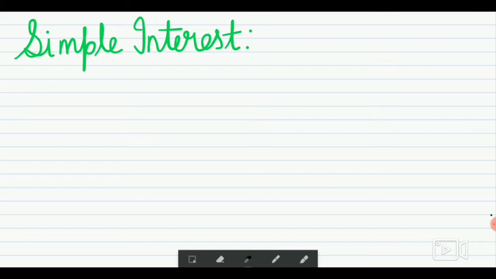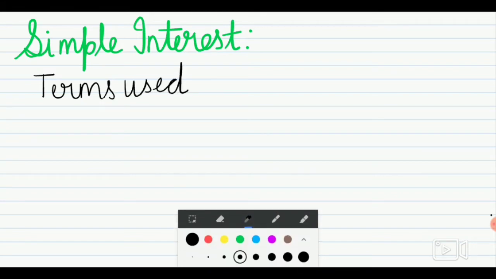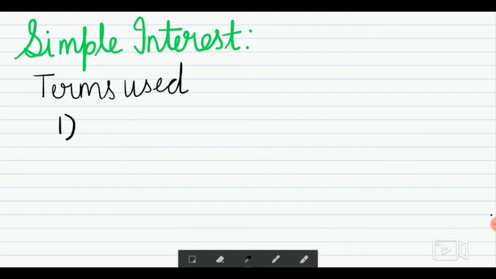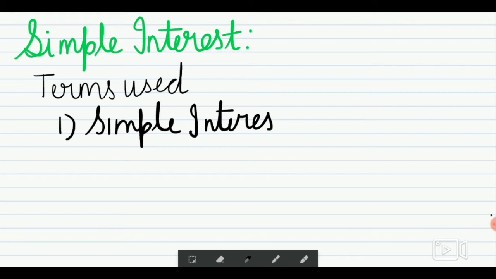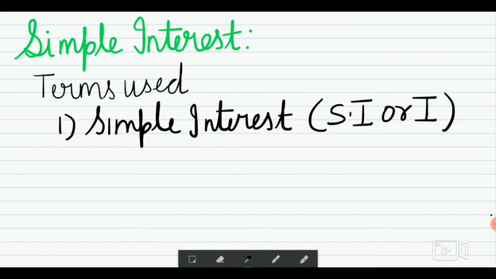First of all, we should know the terms used in simple interest. So, the first term is simple interest. Simple interest is denoted by capital S.I. or capital I, as short forms. Now, what is simple interest?